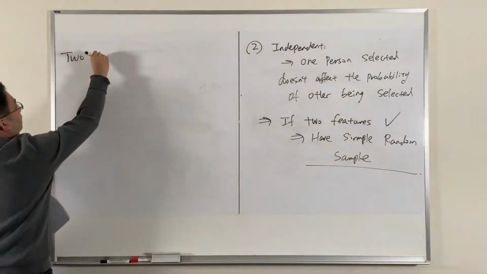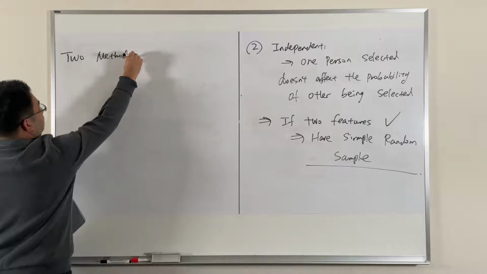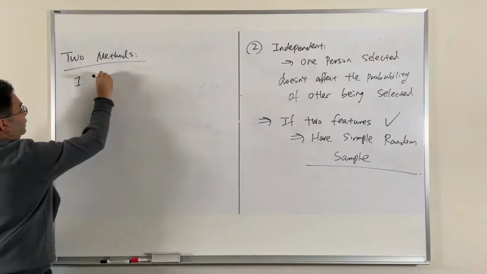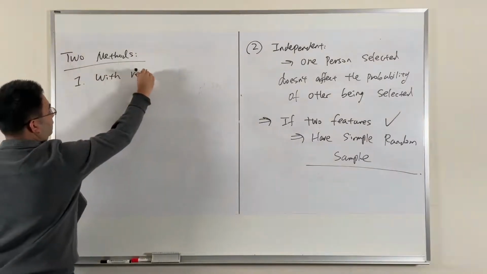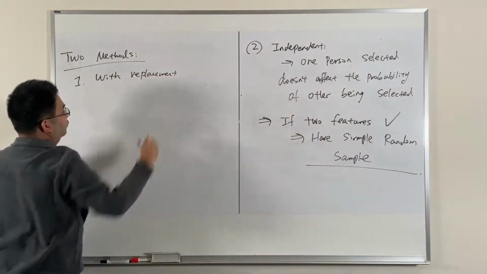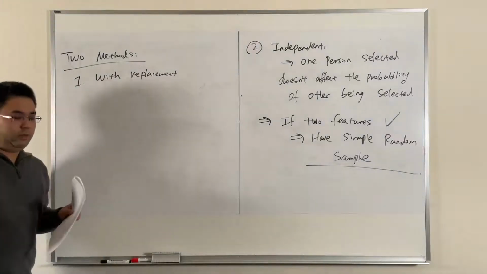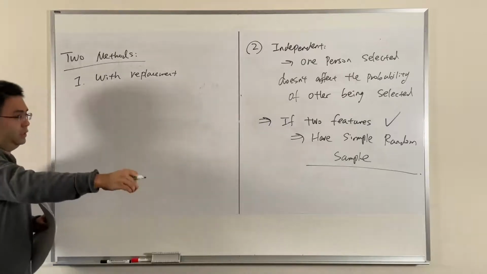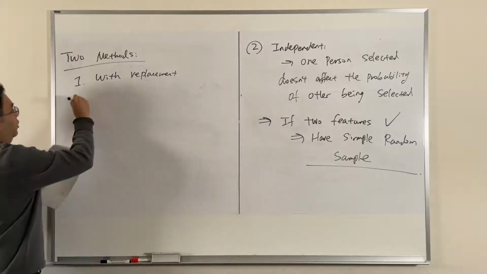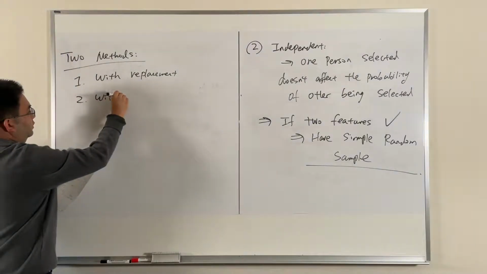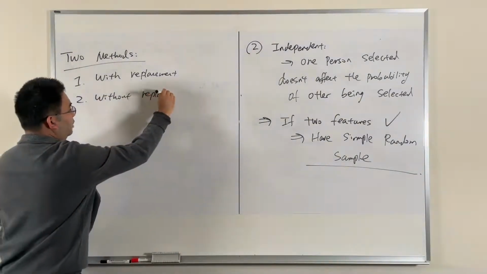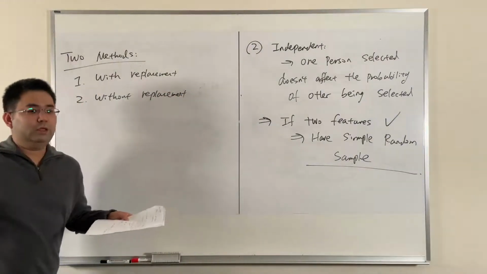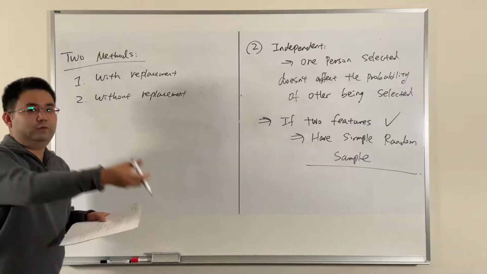Two methods. The first one is with replacement, which means that you sample one object out, you pick one object, and then you're going to put it back for the next selection, sample selection. The second method is without replacement, right? Without replacement just means that once the object is selected out of the population, it's not going to go back to the population for a next sampling.